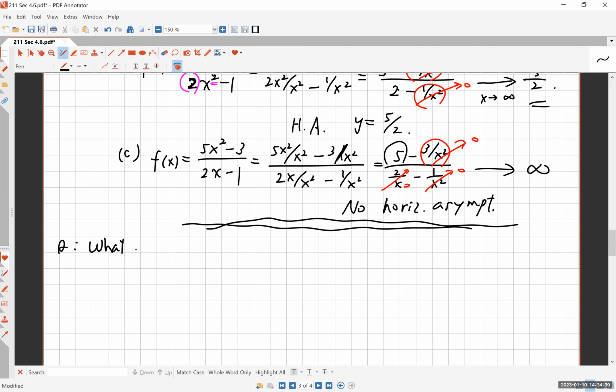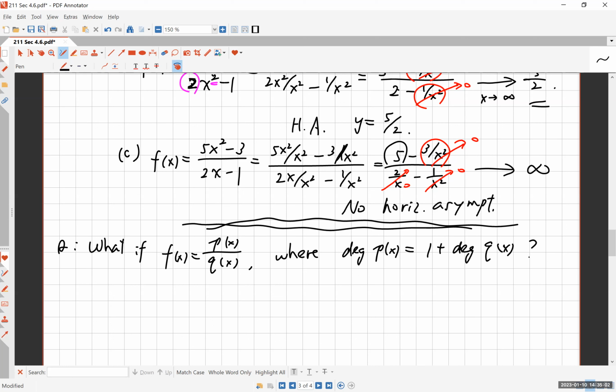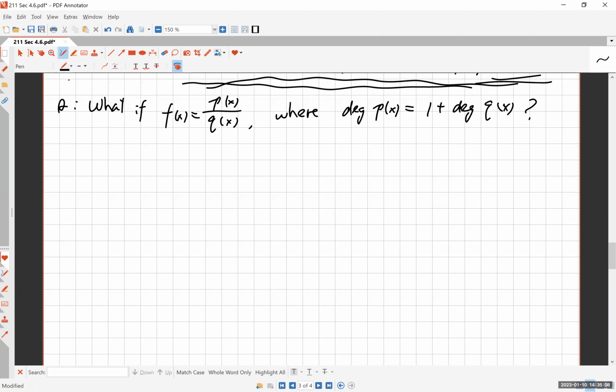What if you have this rational function, p(x)/q(x), where each of these is a polynomial, and the degree of p(x) is exactly 1 more than the degree of q(x)? Okay, then something else happens. Maybe you already learned how to do this in your pre-calculus class or an algebra class. Let me give you an example, and then you can see. And by the way, the short answer, spoiler, is that you will see an oblique asymptote. Okay, well let's see what happens.